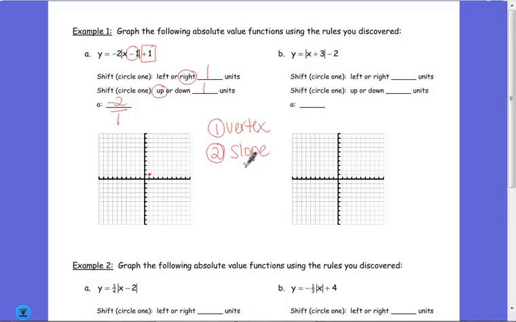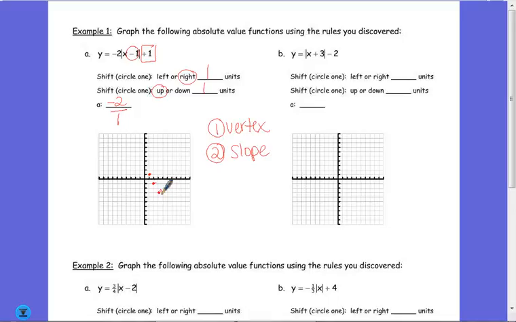Now we're going to use the slope. Well, our slope is -2 over 1. Well, you should be thinking -2 means down 2 and over 1. And you can do it again if you want. Down 2 and over 1. But here's the problem. Right now, that's only making a straight line. And we know these need to be V's. So here's how you get your V. Okay, it's negative. It should be opening down.